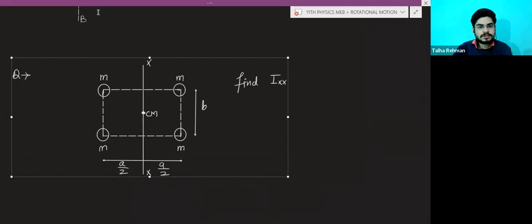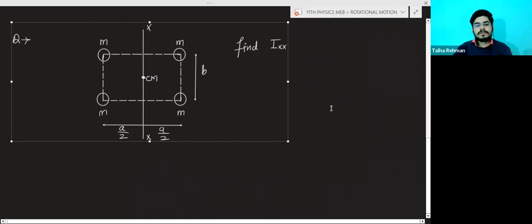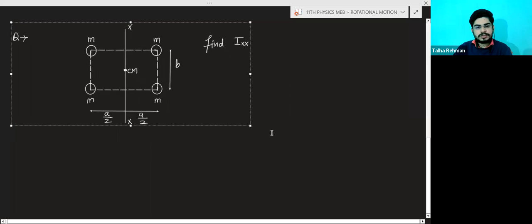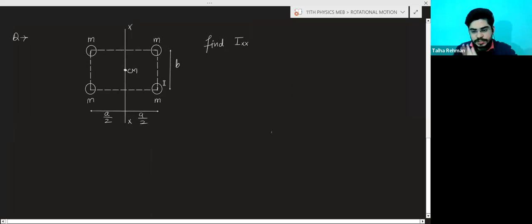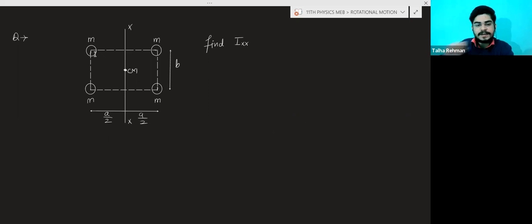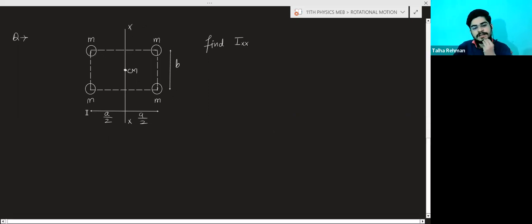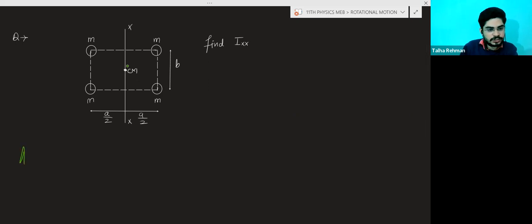So this is the question. These masses are placed at the corners of a rectangle having width b and length a. This is a by 2 and a by 2. You have to find the moment of inertia about an axis passing through the center of mass like this.